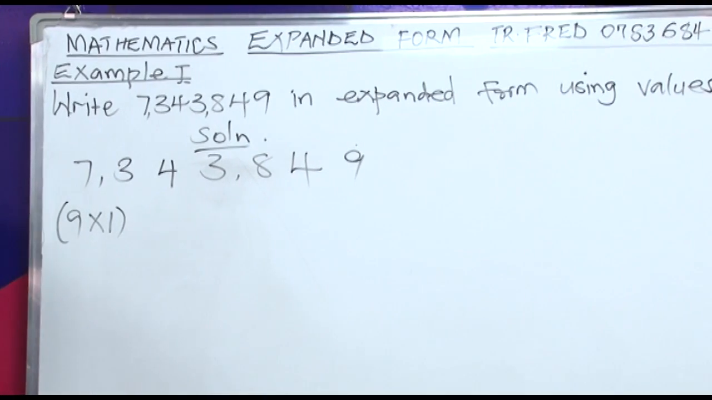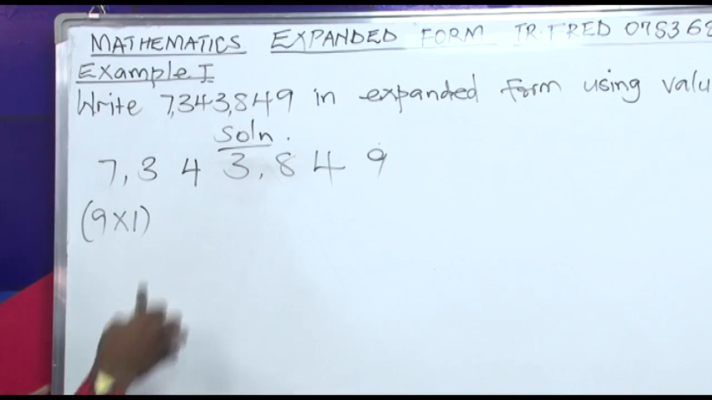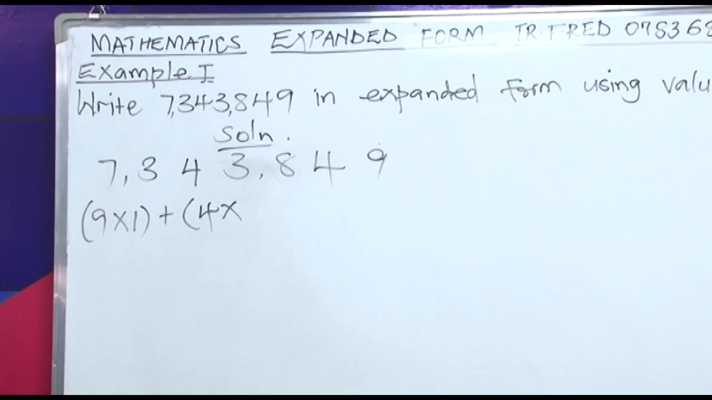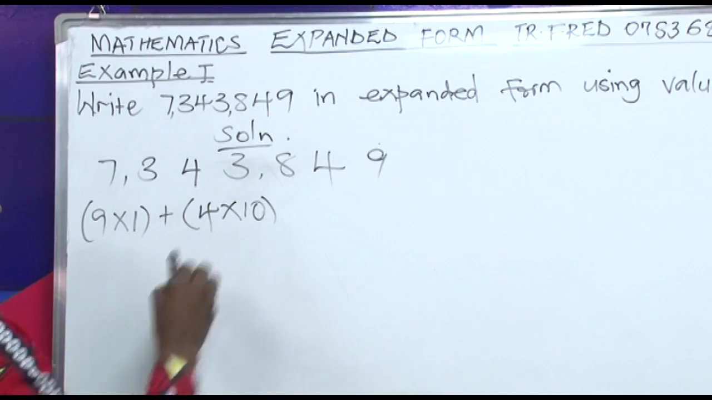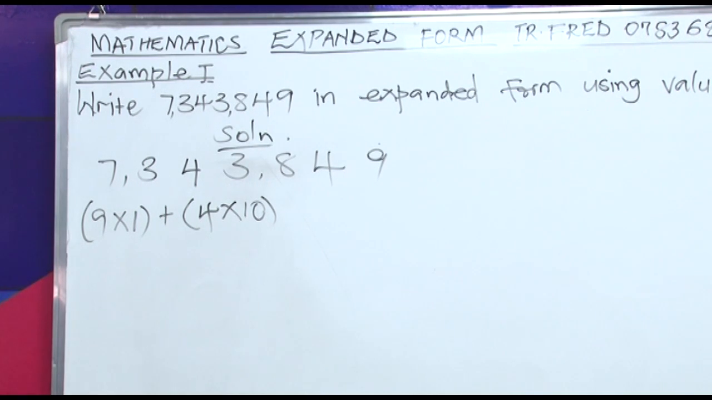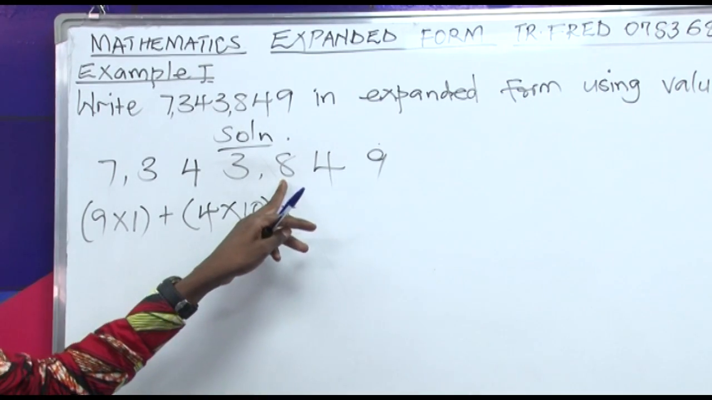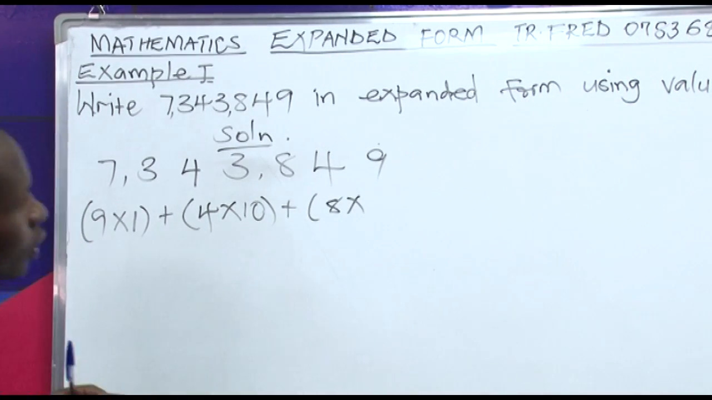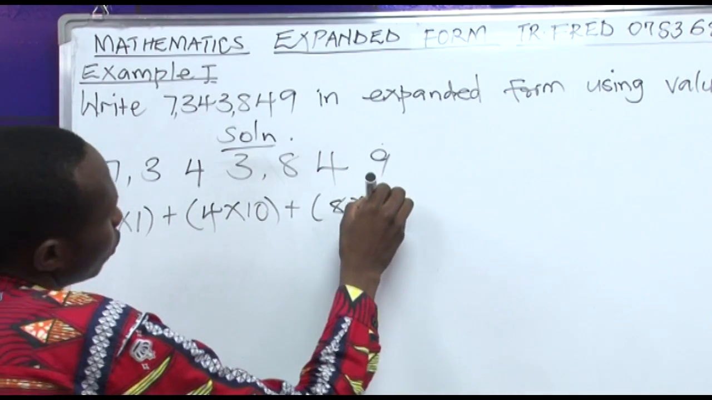After that, we continue to the next digit, which is 4. So we add 4 times its place value. We come from ones to tens, so we multiply by 10. We multiply by 10 because 4 is under the place value of tens. Then we continue to the next digit, which is 8. What is the place value of 8? It is hundreds, so I say times 100.